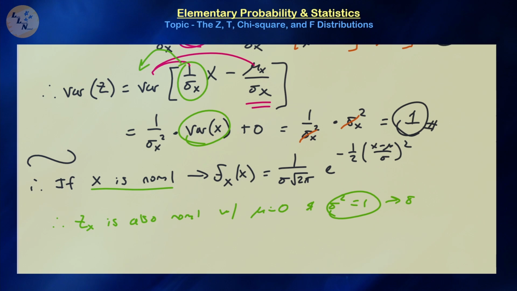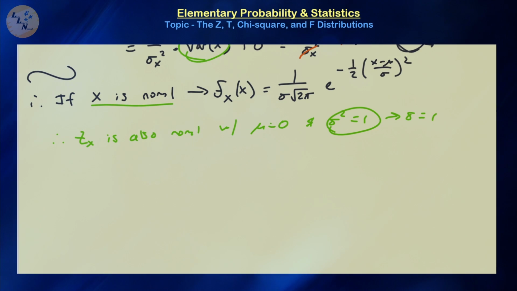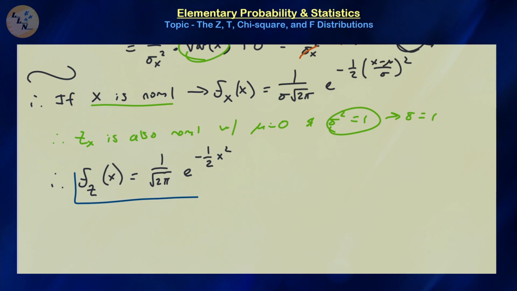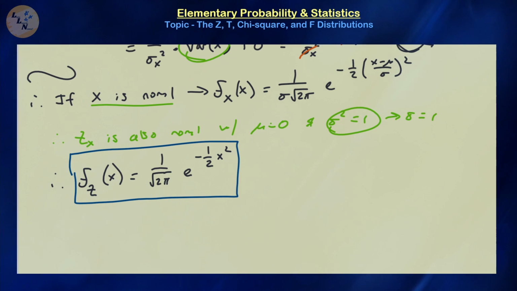And if the variance is 1, that means the standard deviation is also equal to 1 because it cannot be negative. That means the distribution of the z-score for x, so the distribution of z, is going to be equal to, if sigma is equal to 1, we're just left with 1 divided by the square root of 2 pi, times e to the minus 1/2. Sigma is 1, mu is 0, so we're just going to be left with x squared. So it's a very nice compact representation of the probability density function for a normal distribution.